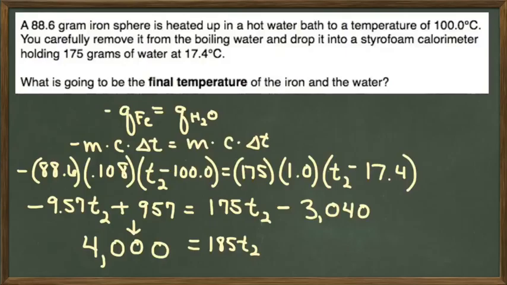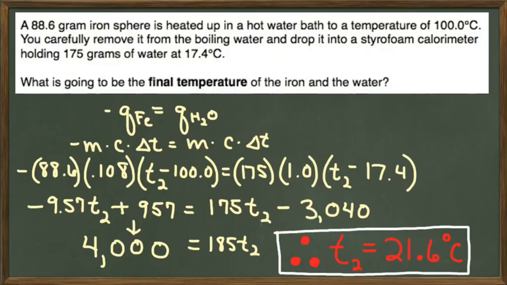Then all we have to do is divide through each side by 185 and solve for T2. And I'm anticipating getting a value that is between 17.4 and 100.0, and sure enough, I end up with a value of 21.6 degrees. So this is a check for yourself. You have to get a number that is not lower than the cooler material and is not higher than the warmer material.